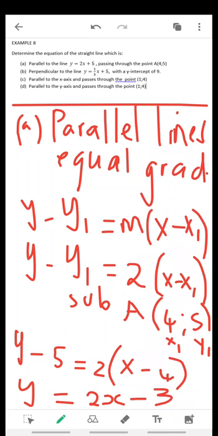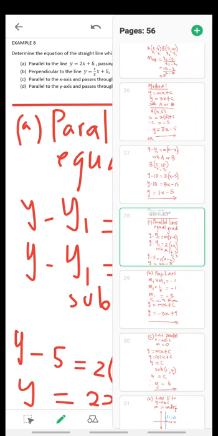Now let us go to C. We are determining the equation of a straight line which is parallel to the x-axis. Parallel to the x-axis. What do we know? A line that is parallel to the x-axis will have its gradient being equal to 0 because there is no change in y. Remember? Parallel to the x-axis, gradient is equal to 0.